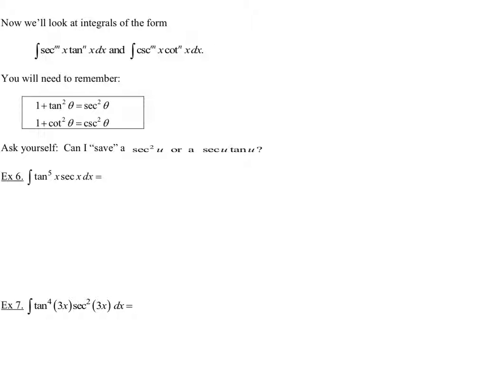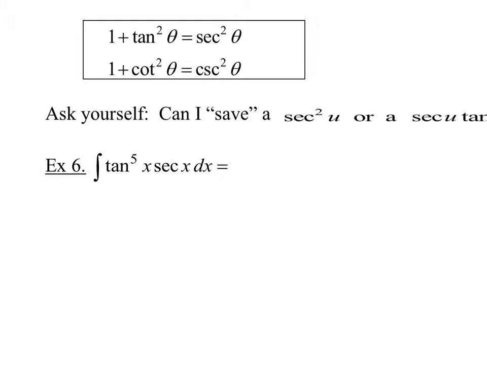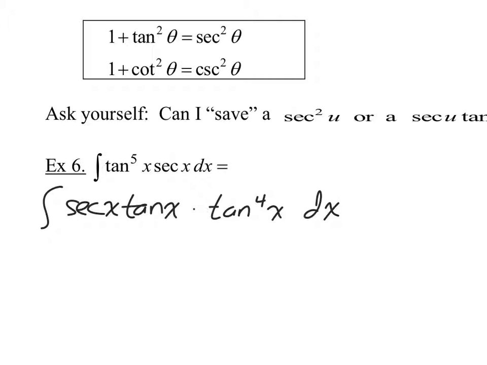All right. So looking at this, I see secants and I see tangents. We know that the antiderivative of secant squared is tangent. We know that the antiderivative of secant times tangent is secant. So if I can isolate one of those things, and in this case it looks like secant tangent, if I do that, then I should be in pretty good shape.